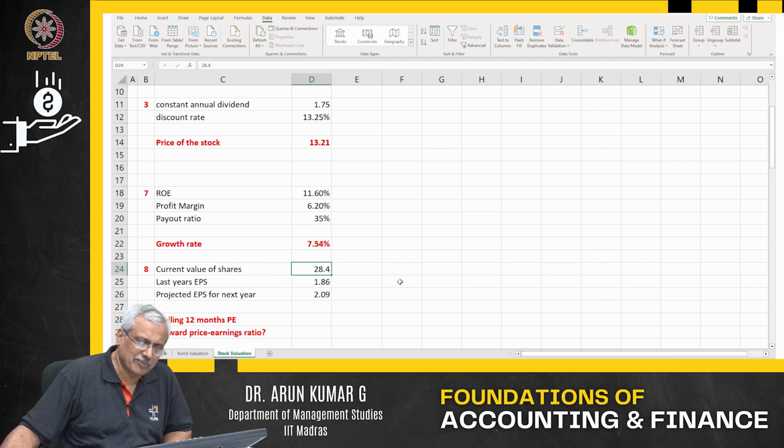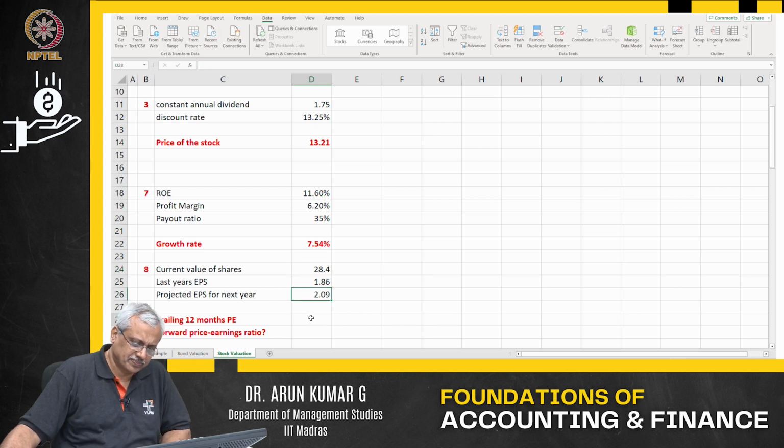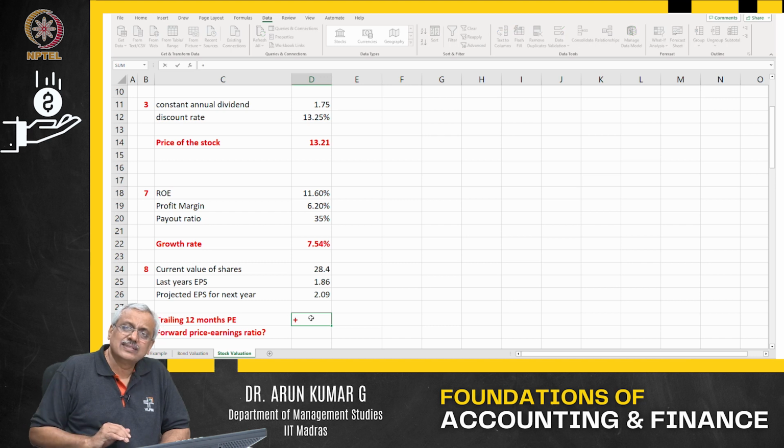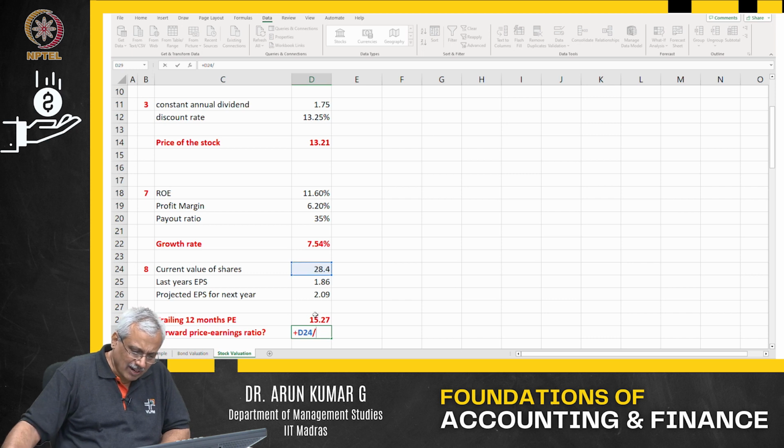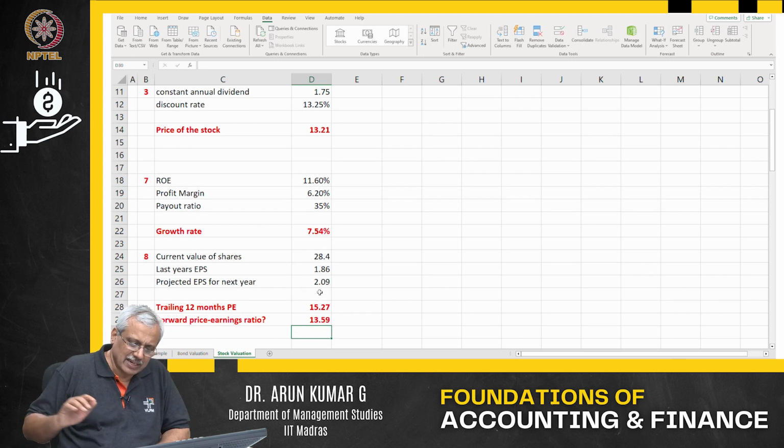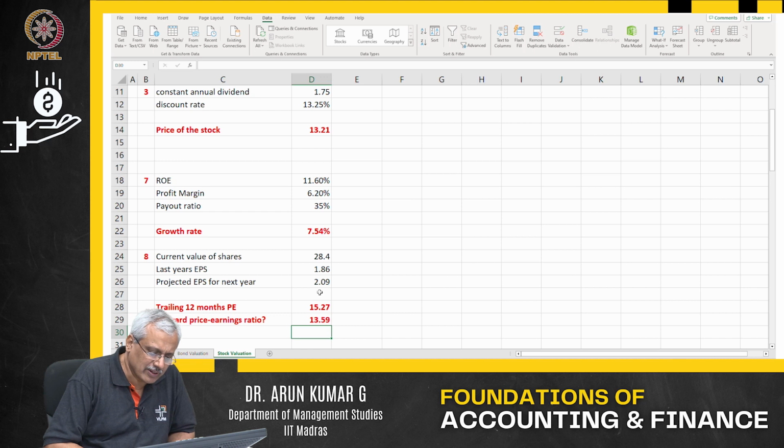Current value of the share is 28.4. Last year's EPS is this and current year's is this. Trailing 12 months is the past share price divided by the last year's EPS. Forward is the share price divided by the projected EPS. That gives you your forward price earnings ratio.